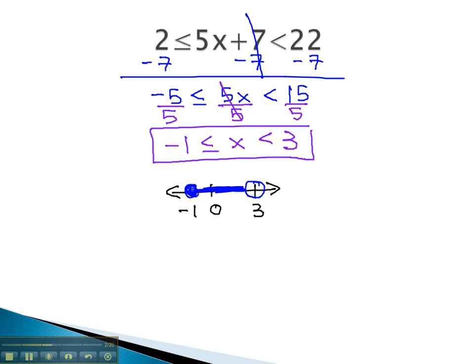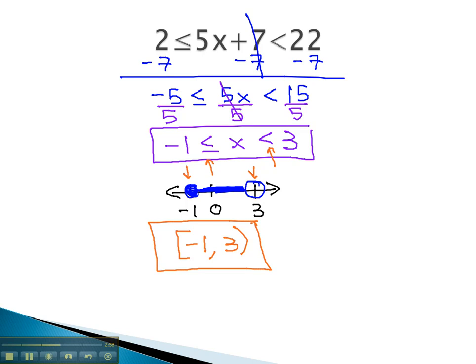We can also represent that graph using interval notation. The small number is negative 1, comma, the big number is 3. Because we have a closed dot, or the or equal to, we have a square bracket on negative 1. 3 is an open dot, or just strictly less than, so it gets a curved bracket.